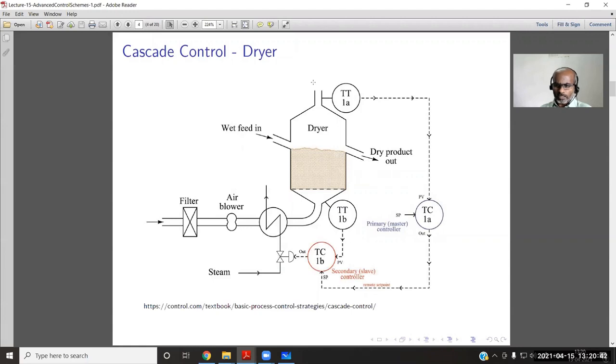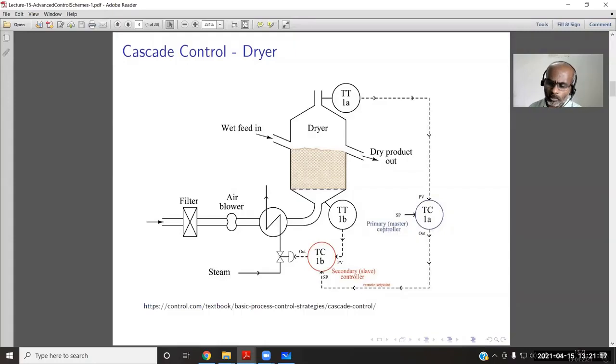Instead of taking only one measurement, let us take one more measurement. We can take a measurement of the temperature of the air entering the dryer. This TT refers to temperature transmitter. Okay, this TT refers to temperature transmitter. This is TC, temperature controller. So the temperature of the incoming air is measured, and that is going to the temperature controller. To the temperature controller, the set point is given by another controller.